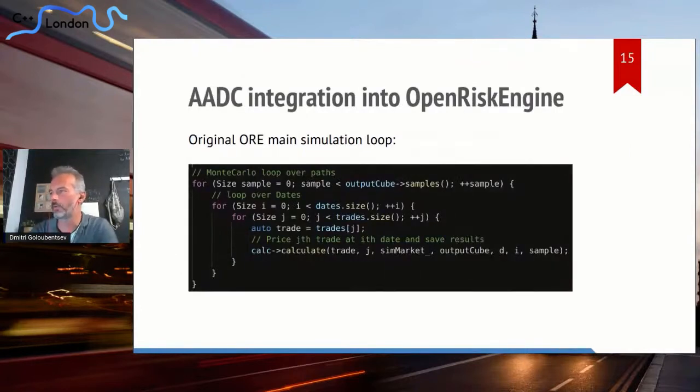So what did we do for integrating? For the Open Source Risk Engine, this is how the original Monte Carlo loop looks. We have a sample loop over all Monte Carlo simulations. So samples here is 10,000. We loop over a number of dates, and it's 83, I believe, and the number of trades is 5. So for each date and trade, we run pricing and save it into this 3-dimensional cube.